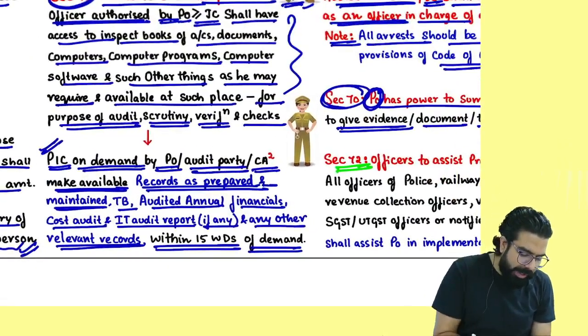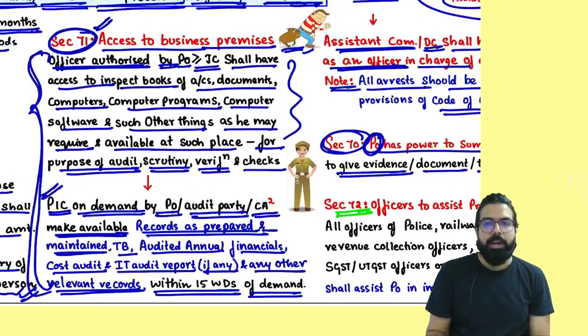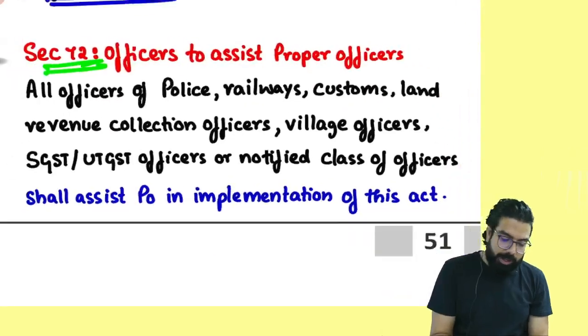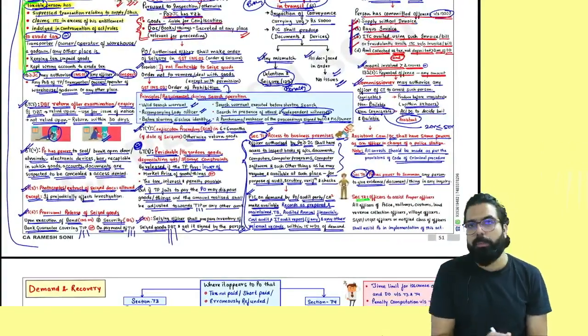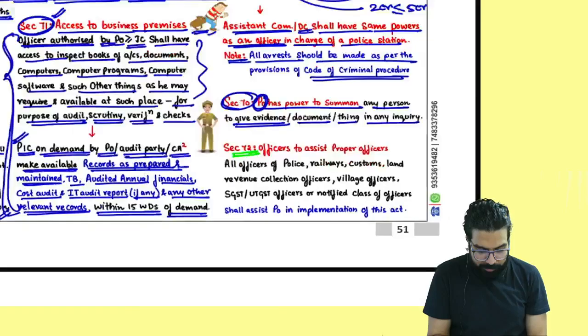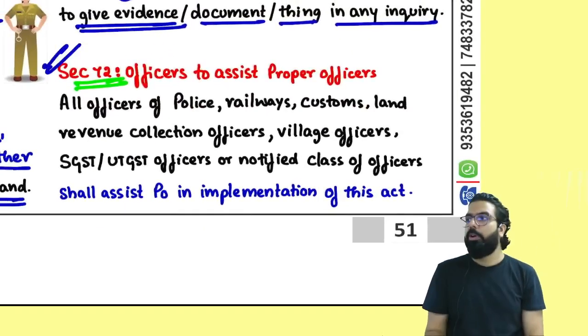They can ask you a small question: write a short note on access to business premises. Now, just imagine, everything was so beautiful in this chapter. They did not ask anything. They asked this in the last attempt.